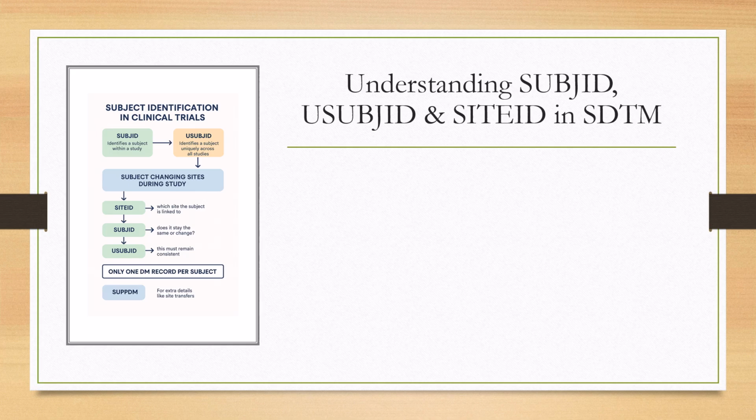But if a subject participates in multiple studies, maybe in different phases or follow-up trials, then how will we identify that subject across the trials? That's where USUBJID comes in. The USUBJID stands for the unique subject identifier, and it ensures the subject can be uniquely identified across all studies, databases, and submissions involving the same product. So while subject ID may repeat across different studies, USUBJID must be globally unique.